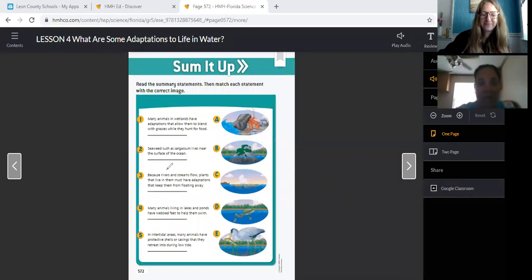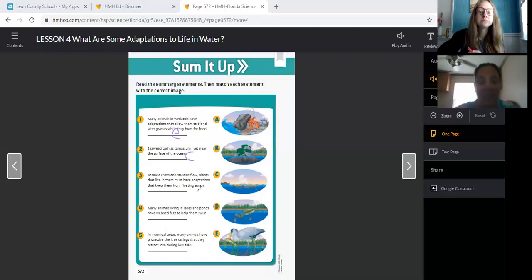Sounds good. So many animals in wetlands have adaptations that allow them to blend with grasses while they hunt for food. This reminds me of the birds that have the really long legs that look just like the grasses. So I think that would be this picture right here. That's going to be E. Okay. Number 2, seaweed such as sargassum lives near the surface of the ocean. So I'm looking at the pictures, looking for the ocean and the seaweed floating, and I think it's C. I think so too.